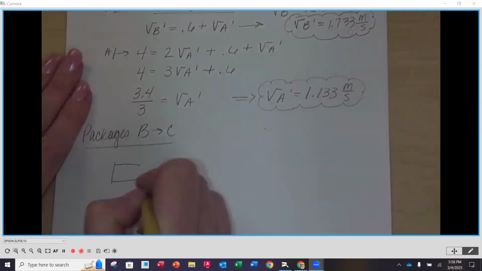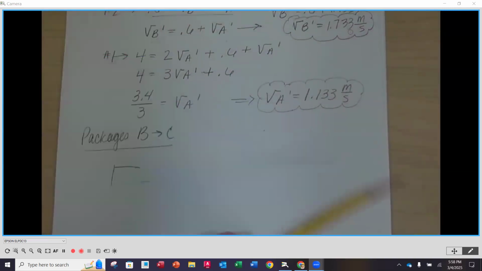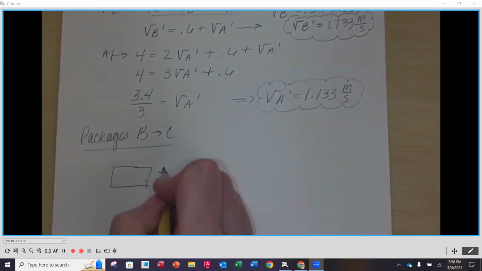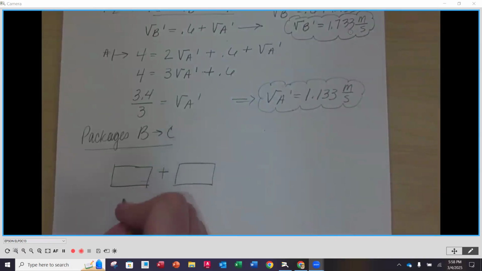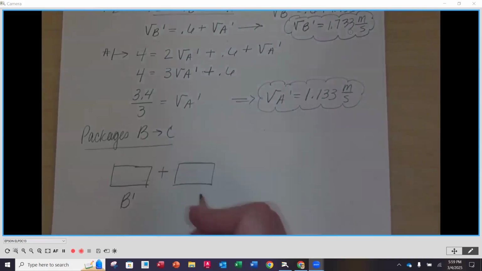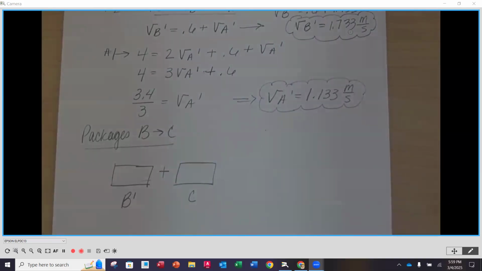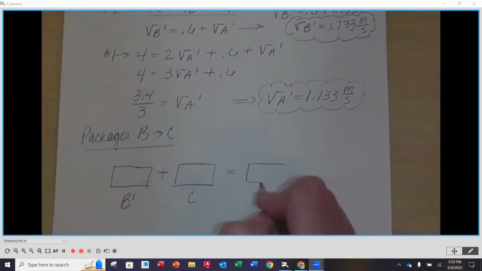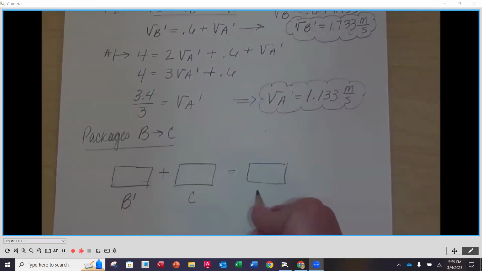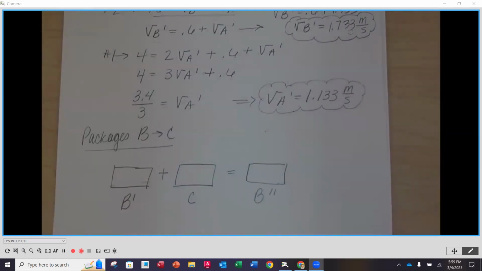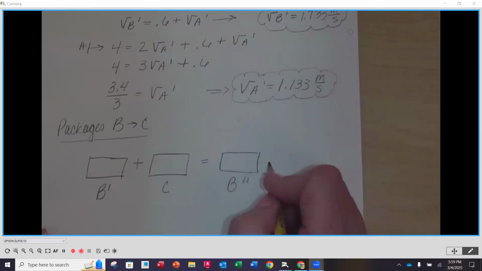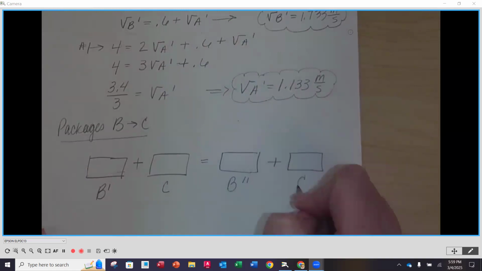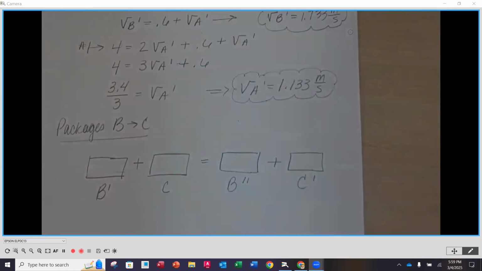Our before: this is going to be B prime. B has already gotten hit by A, so it is now a single prime. And this is going to be C. C hasn't been hit yet, so it's just going to be C. It's going to be equal to, after the collision, B becomes double prime, plus, now C is going to be a prime.